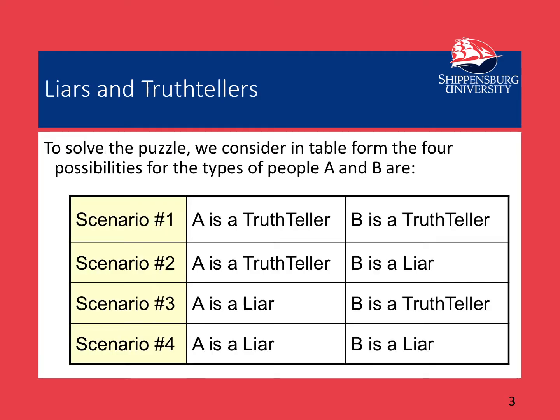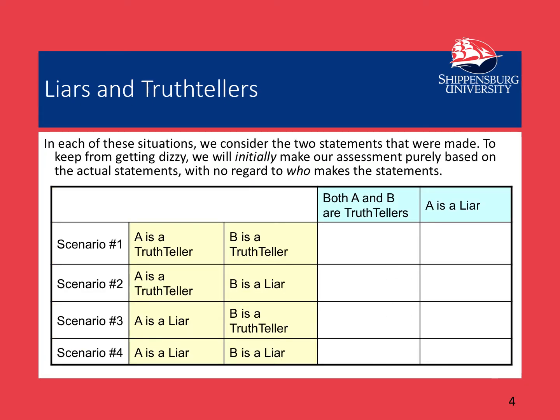So if we want to formalize that, we could make a table where in each row of the table we have a different scenario for what type of people A and B are. And so you can see with two people there are 4 scenarios. And then in each scenario we can consider the statements that each person says.